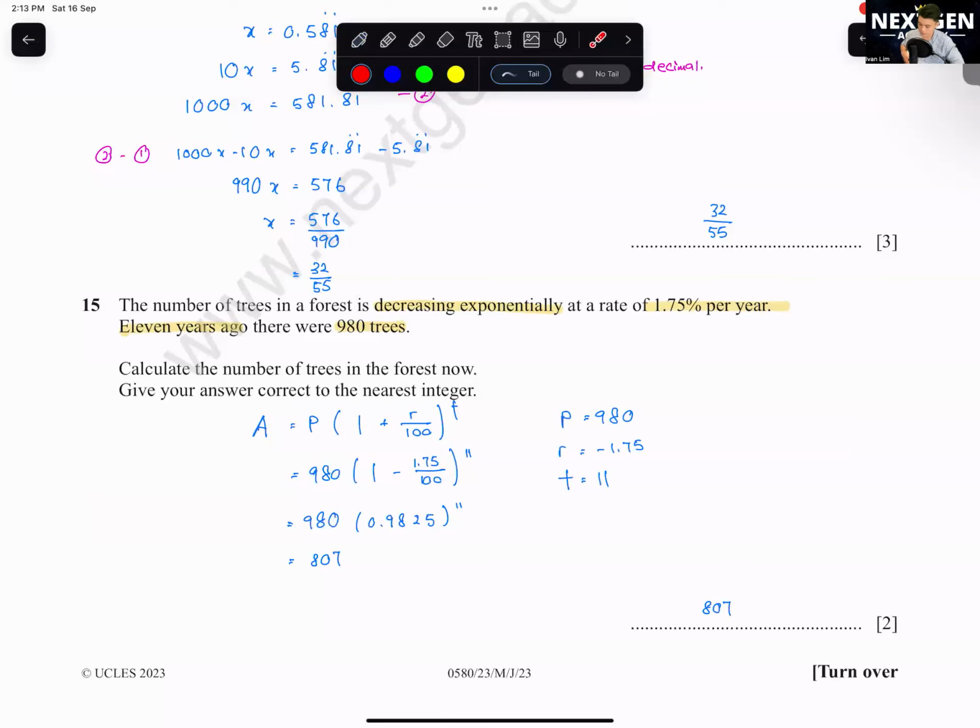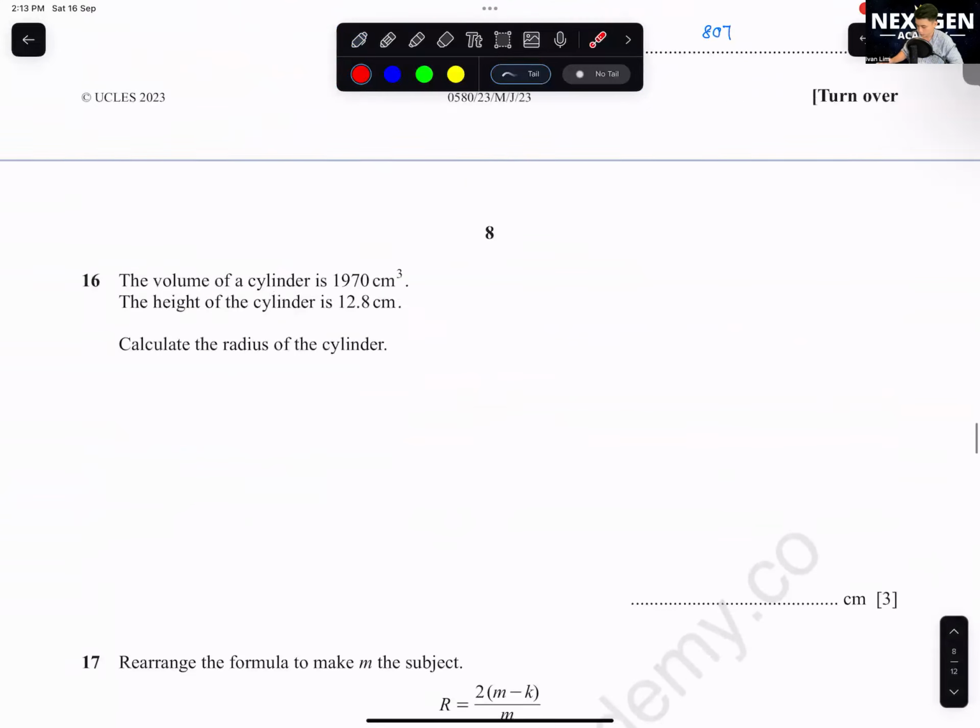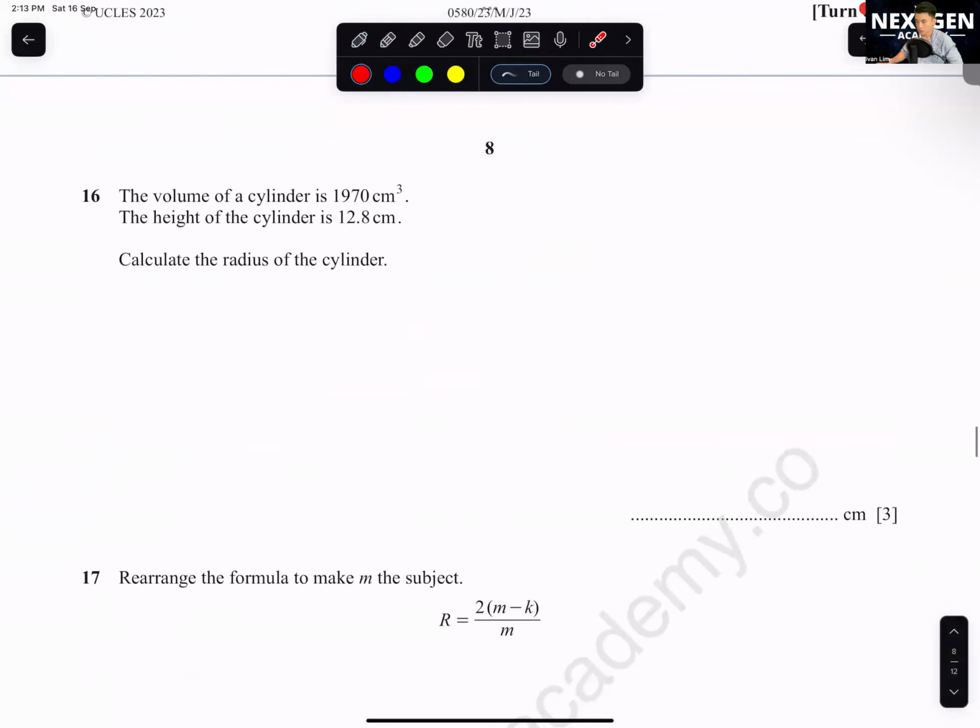Okay, question 16. This one, knowing you've been asking me, I'll give you an example. The volume of a cylinder is 1970 cm cube. The height is 12.8 cm. This one is not the similarity. There's another question on it. Calculate the radius of the cylinder.